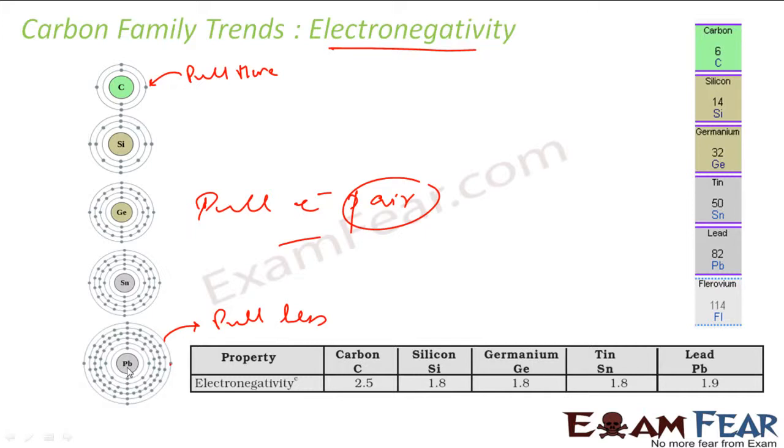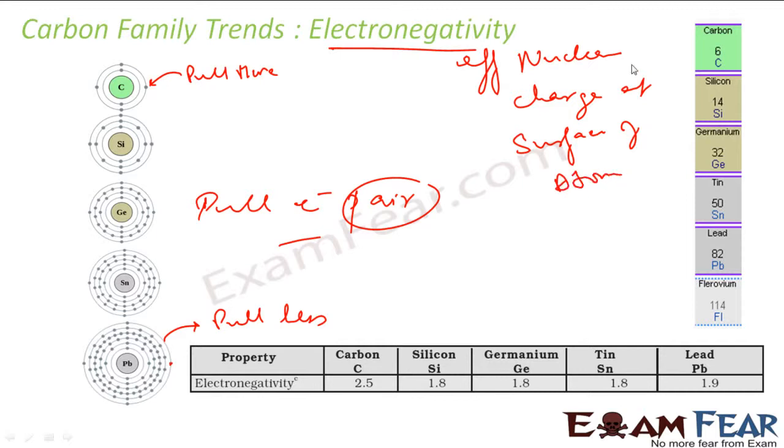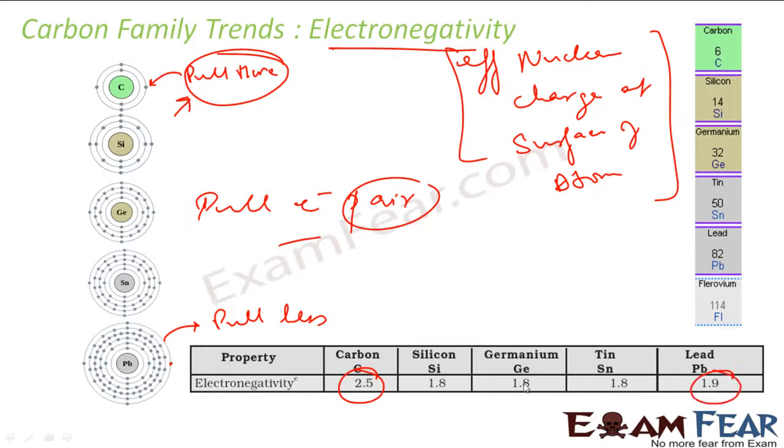Why? Because even though lead has more nuclear charge, the effective nuclear charge, because of the shielding effect, is less. So it depends on the effective nuclear charge at, you can say, the surface of the atom. Right? So here if you see, the effective nuclear charge is less because the size is more. So it is able to pull less. This guy, carbon, has more electronegativity. If you see lead, it will have less electronegativity.